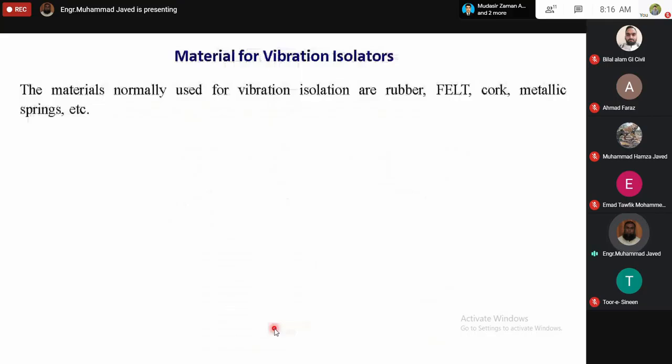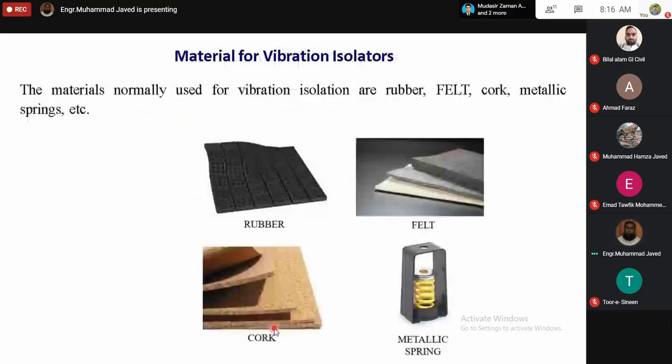The material which is used for isolators are normally natural or artificial rubber, cork pads, this special material which is similar to the sponge or cloth से related आपने देखा होगा. This is known as felt and metallic springs.